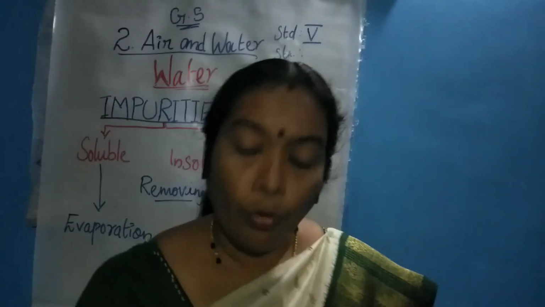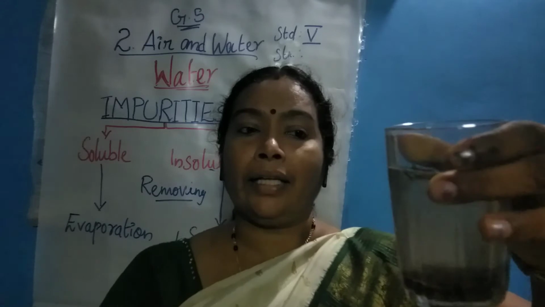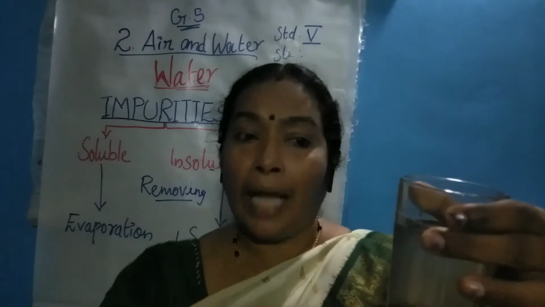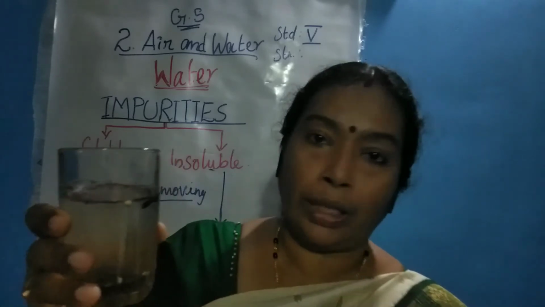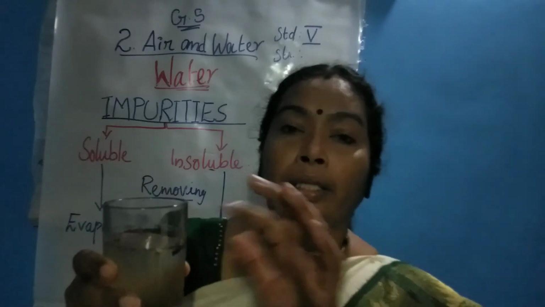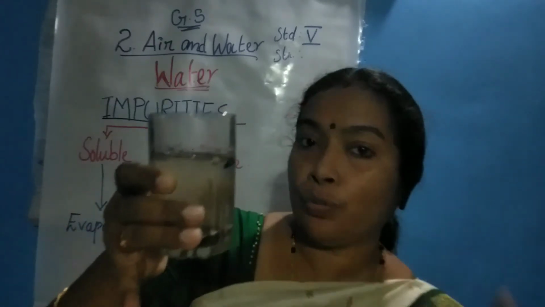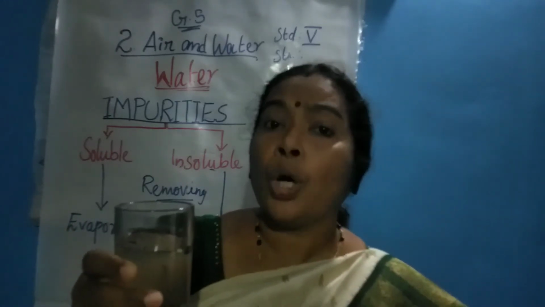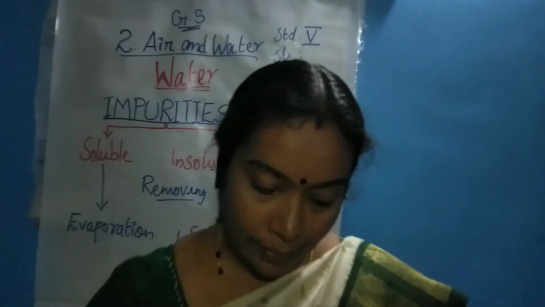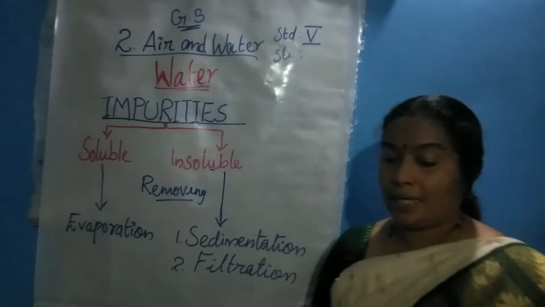So what we will do now is take the water into the next container. If we directly take the water into the next container, the settled down impurities won't come. If we slowly pour the water into the next glass, the settled down impurities won't come with the water, but the floating impurities will come. So how could we remove these floating impurities? For that, we use the method of filtration.